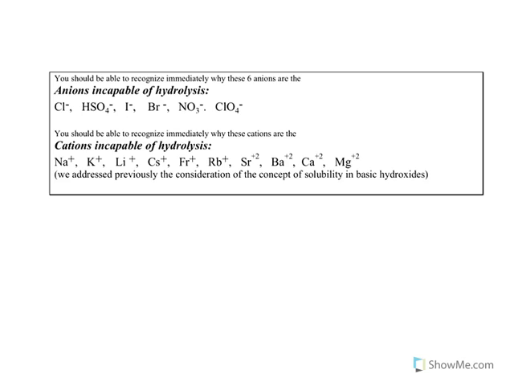You should be familiar with the anions that are incapable of hydrolysis, as well as the cations that are incapable of hydrolysis. Go back and review previous videos if you can't remember, but essentially you should understand that these anions are the conjugate bases of strong acids, therefore they cannot hydrolyze and turn back into those acids. And these cations are very soluble in solution, especially with hydroxides in particular, and therefore we would call them incapable of hydrolyzing.